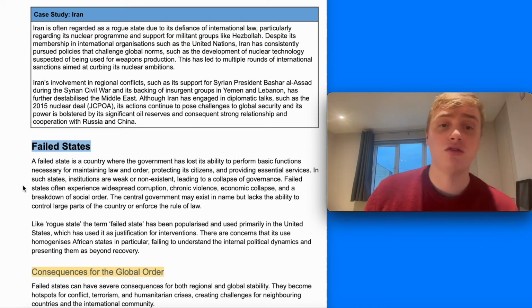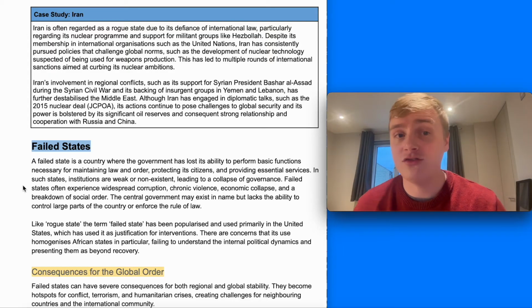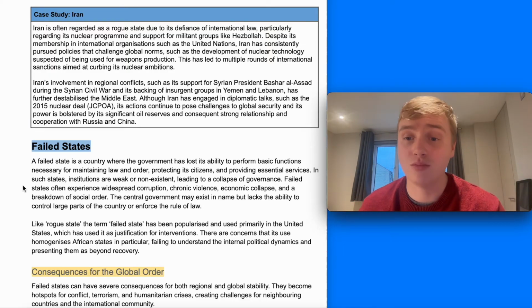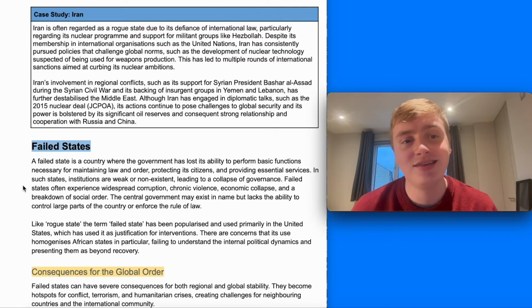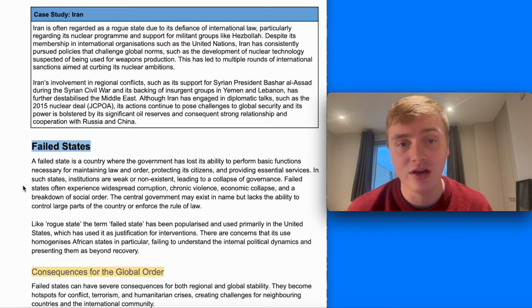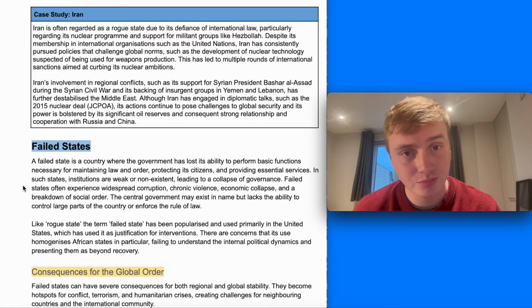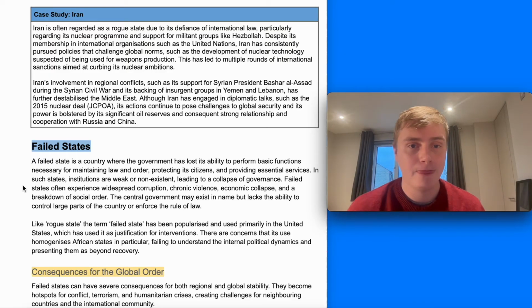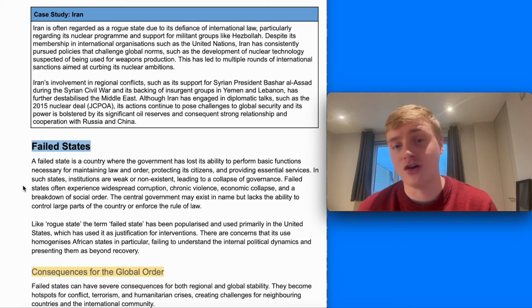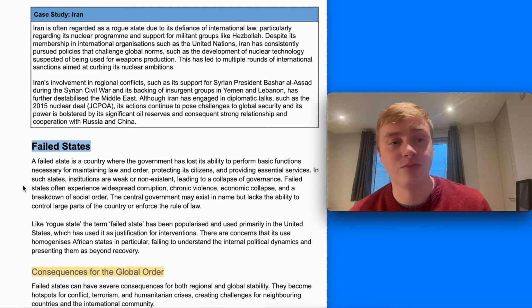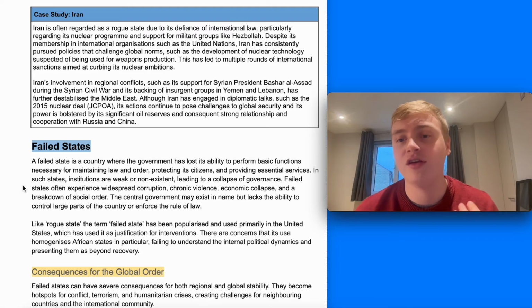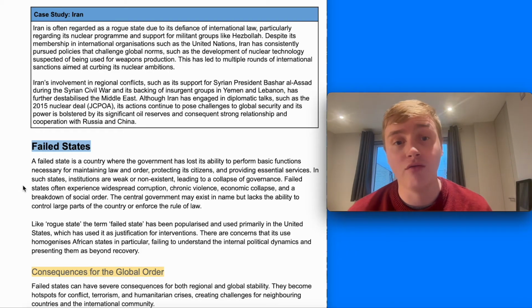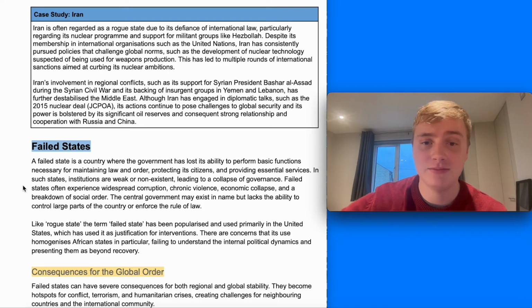Iran's also regarded as a rogue state due to its defiance of international law, its nuclear program, and support for militant groups like Hezbollah and Hamas. Despite its membership in international organizations such as the UN, it's consistently pursued policies that challenge global norms, such as the development of nuclear technology, and also severe aggression and involvement in regional conflicts, such as supporting Bashar al-Assad during the Syrian civil war, and also supporting insurgent groups, the Houthis in Yemen and Hezbollah in Lebanon, and that's really contributed to the destabilization of the Middle East in the past decade.